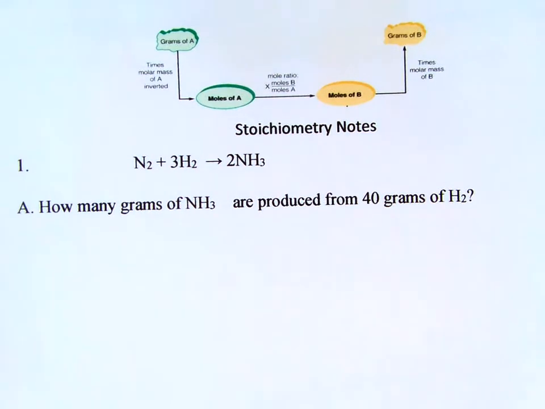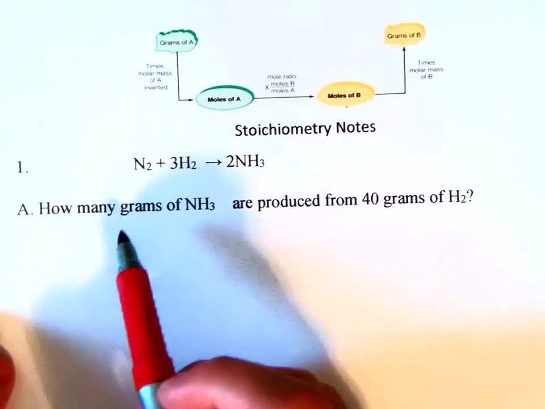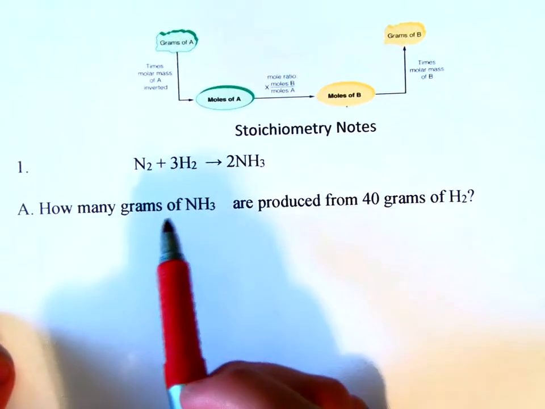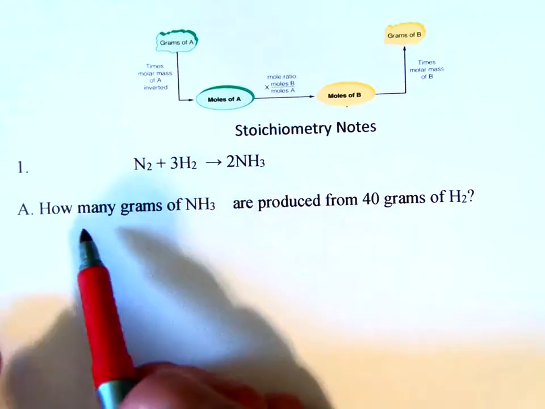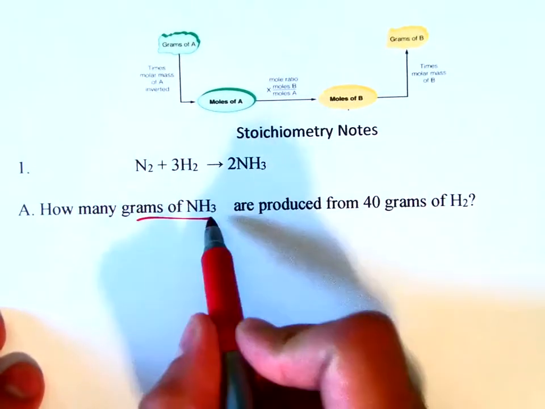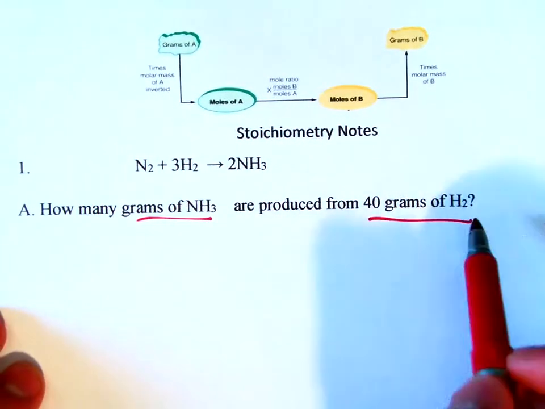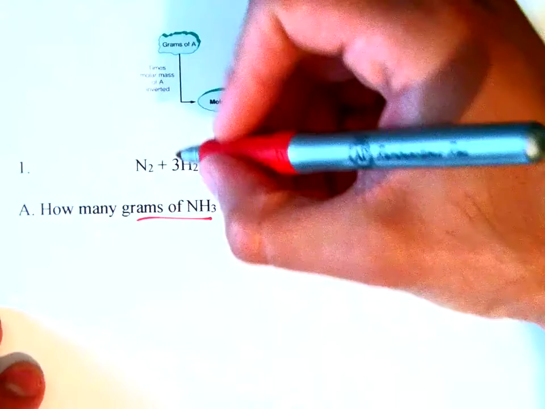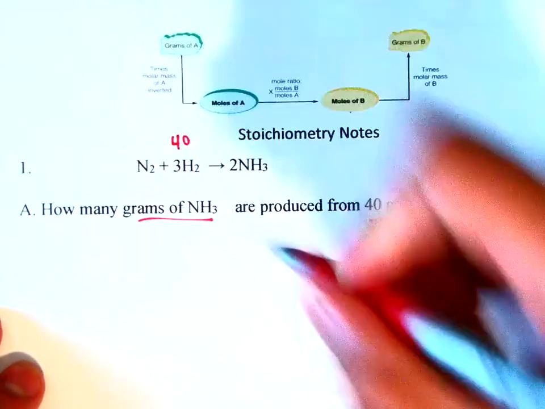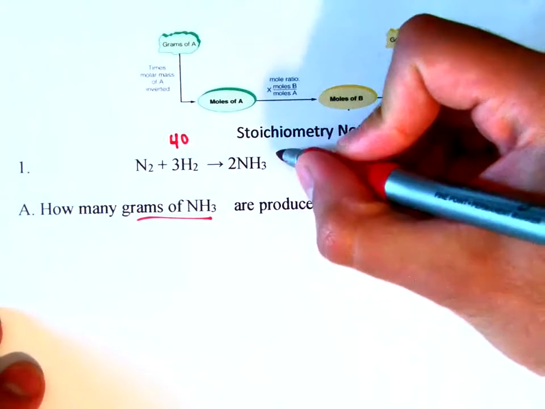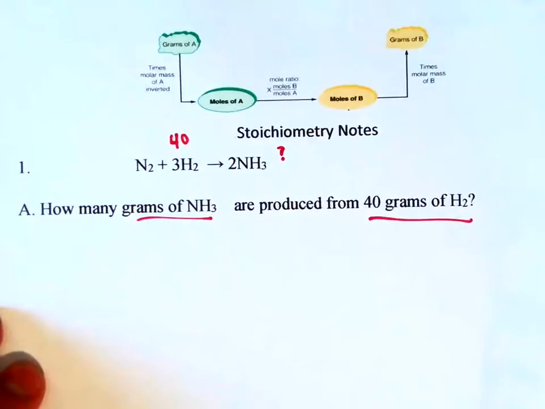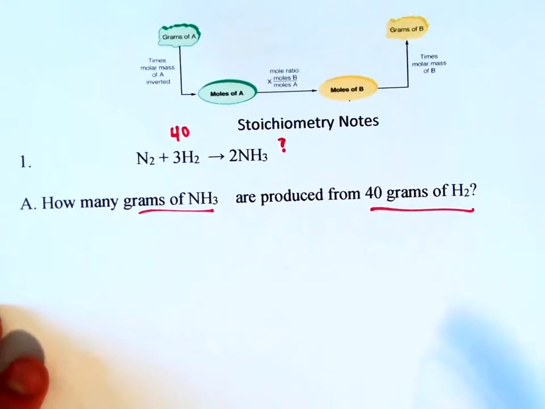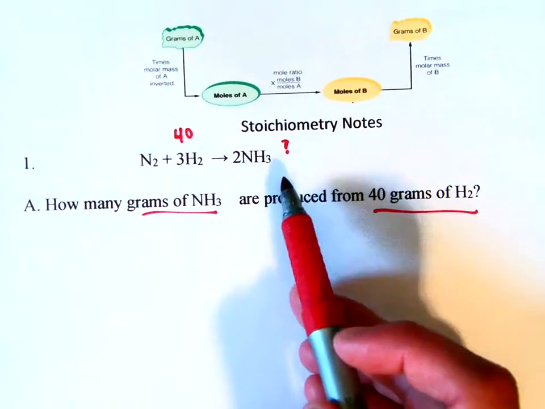So our first problem, we've mapped these out before, so you should be familiar with them. How many grams of NH3 are produced from 40 grams of H2? In other words, if we have 40 grams of this, we're trying to figure out how much of this can we make. So that's a common question that scientists ask, right? We have a certain amount of substance, and we want to figure out how much of this would be made.